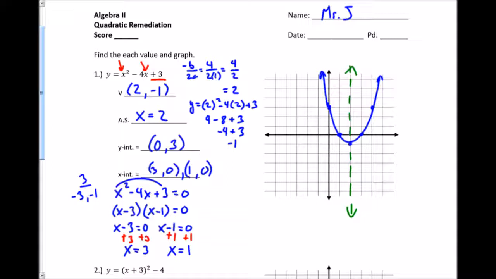And again, the big things there are the y-intercept, you plug a 0 in for x. X-intercept, you plug a 0 in for y.